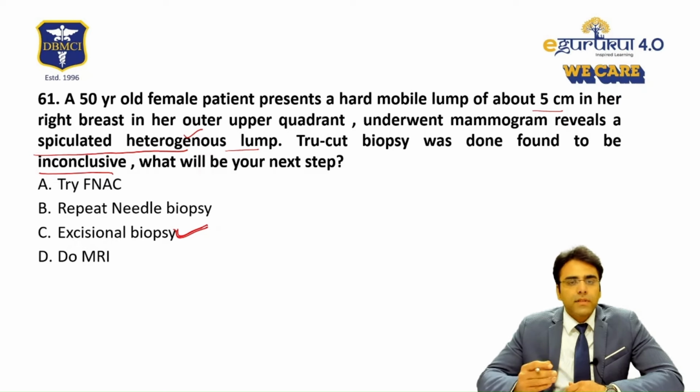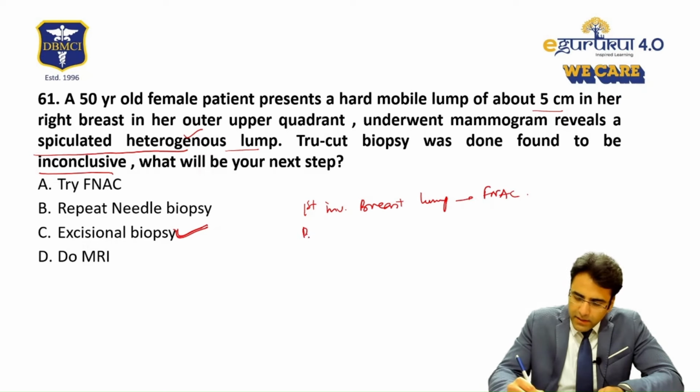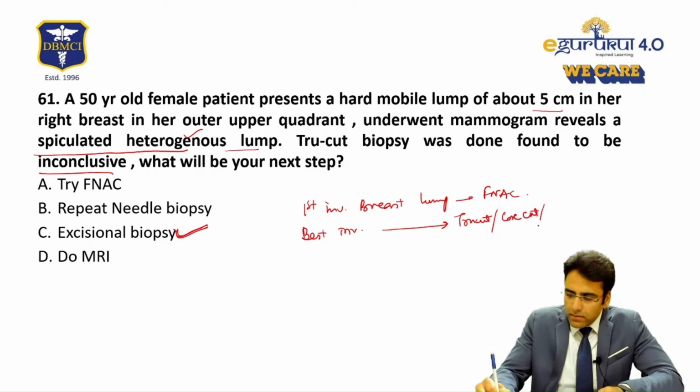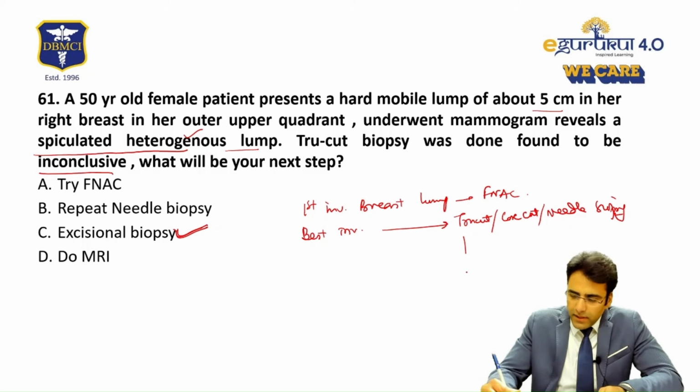Now please remember, the first investigation to be done in case of a breast lump is FNAC. The best investigation is trucut, core cut, or needle biopsy. Clear? But if this core cut biopsy is inconclusive, the next step is you go for excisional biopsy.